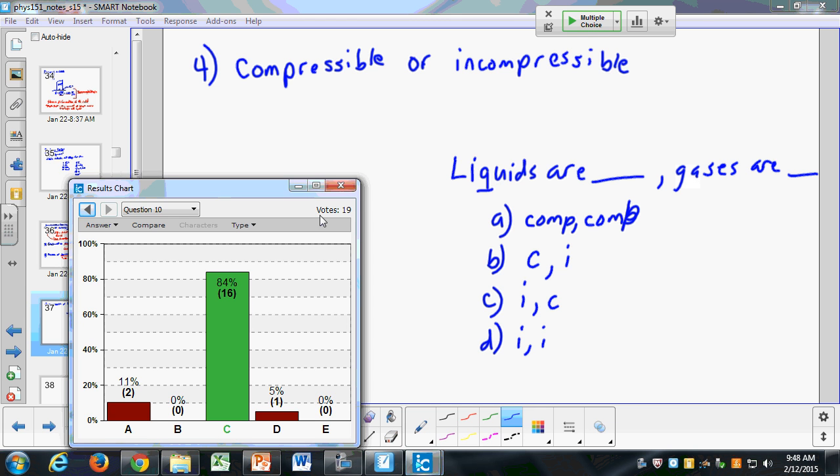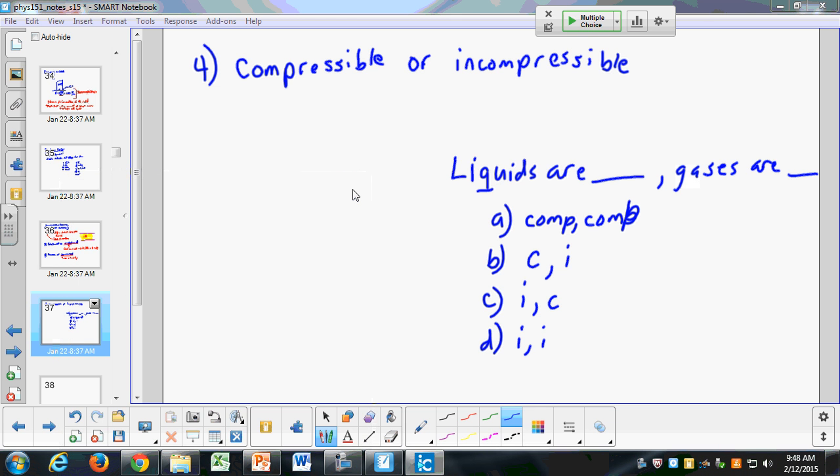Very good. C is the right answer. Liquids are incompressible. That is, if I apply pressure to a liquid, it doesn't change its volume. Right? It increases pressure inside the fluid, but it doesn't change its volume. And if I do the same for a gas, then it does change its volume. And we saw that with the ideal gas law, PV equals nRT, that our pressure and our volume are inversely related. So if I increase my pressure, I decrease my volume.